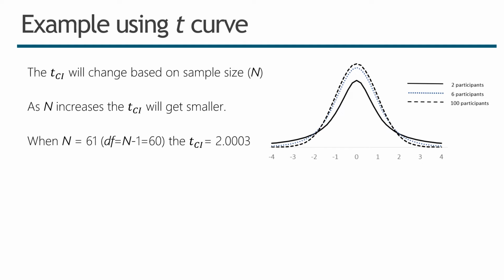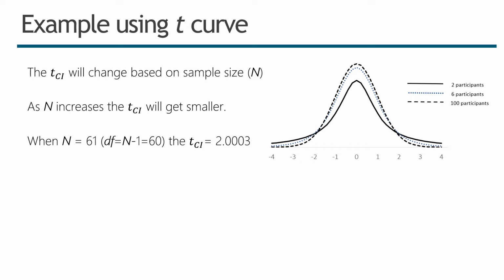Now in this example, we did not know the population standard deviation. That means we're forced to use a t-curve rather than a z-curve. And that means we have to use a TCI rather than a ZCI. The t-curve and the TCI change value based on the sample size in a study. So in this case, the sample size is 61, which means we have a degrees of freedom of 60. And the TCI is going to be about 2.